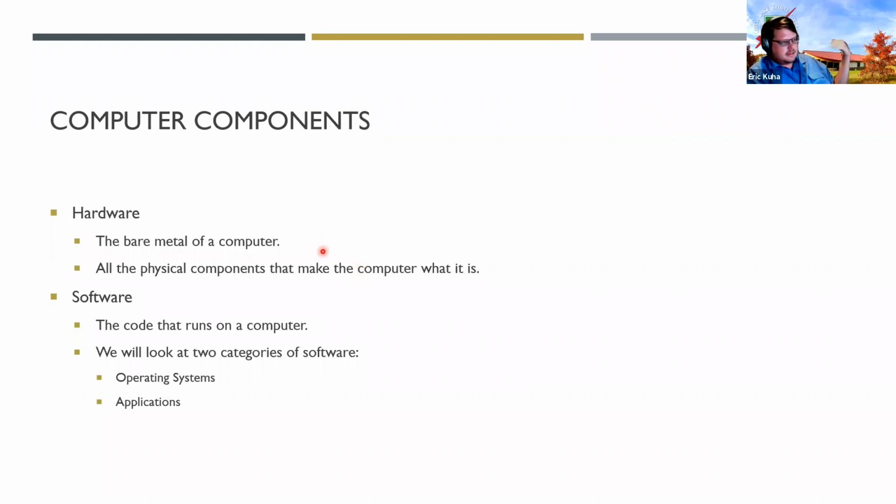So the hardware is the bare metal of a computer. This is the physical components that make a computer what it is. It's all of the stuff that sits in front of you on the table. That's hardware. All of that collected together falls under the broad umbrella of hardware. Software is the code that runs on the computer. It falls into two main categories. Operating system, which is this big program that governs everything that happens on your computer.